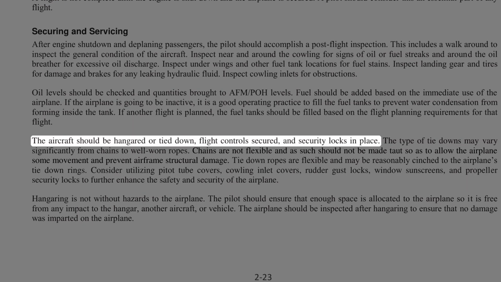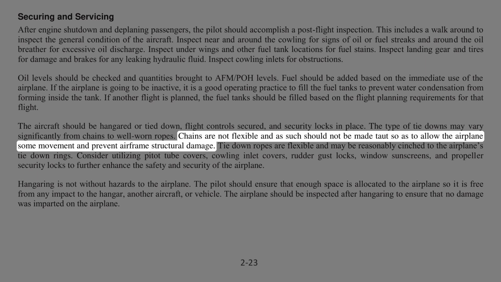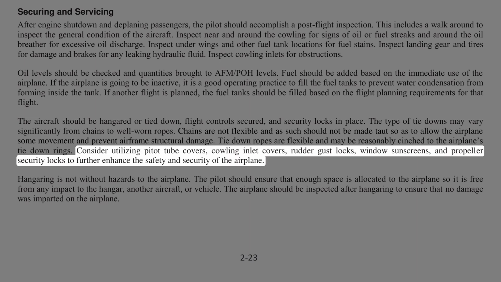The aircraft should be hangared or tied down, flight controls secured, and security locks in place. The type of tie-downs may vary significantly from chains to well-worn ropes. Chains are not flexible and as such should not be made taut, so as to allow the airplane some movement and prevent airframe structural damage. Tie-down ropes are flexible and may be reasonably cinched to the airplane's tie-down rings. Consider utilizing pitot tube covers, cowling inlet covers, rudder gust locks, window sunscreens, and propeller security locks to further enhance the safety and security of the airplane.